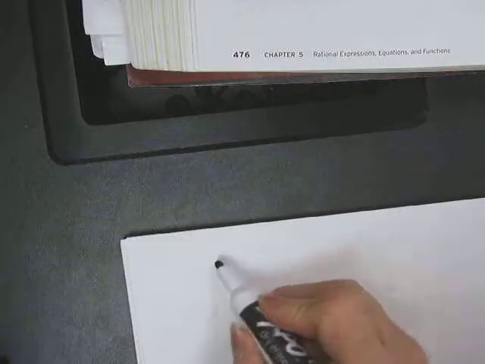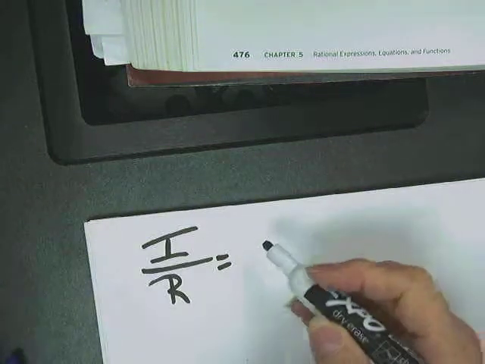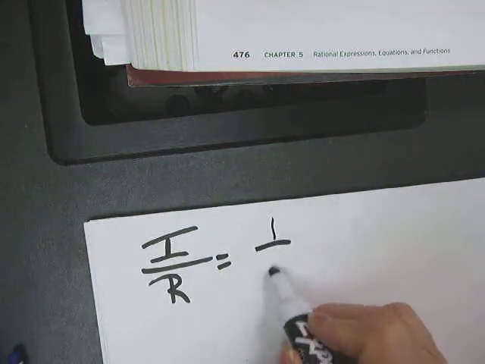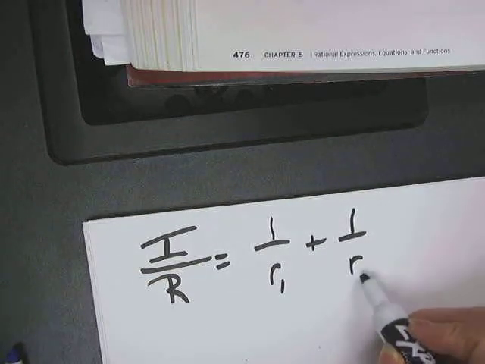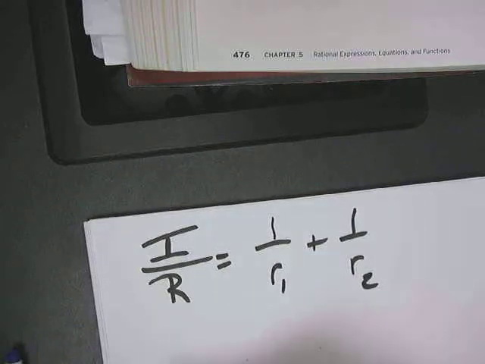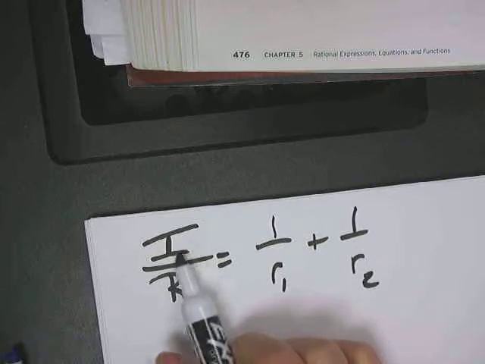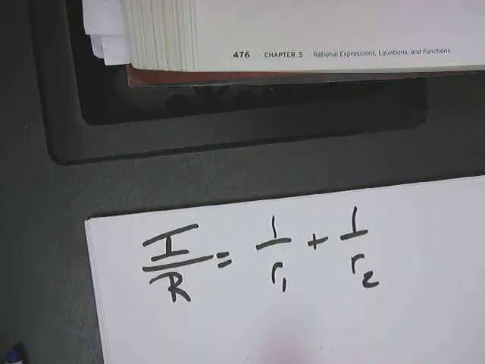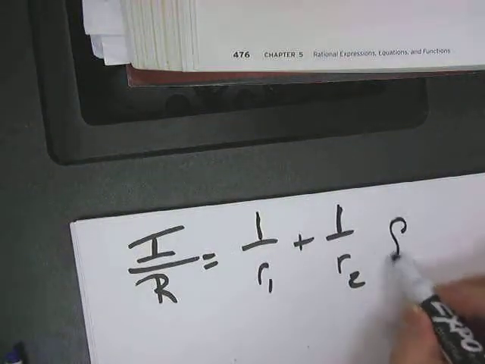Okay, let's do something where we have to solve. Here's an electricity formula. I over R equals 1 over R1 plus 1 over R2. I don't know, I'm sure R is resistance. I'm not sure what the I is. I think it's the amps or something like that. Okay.